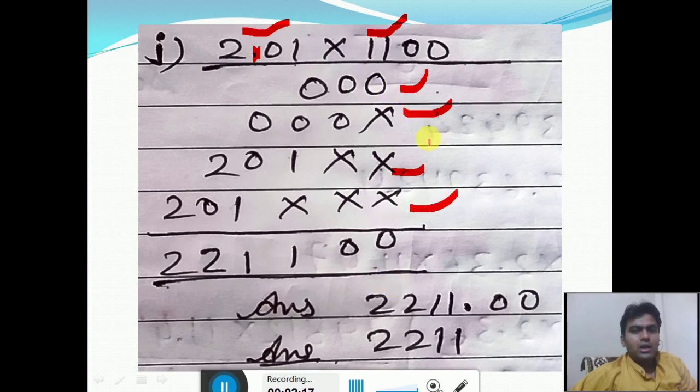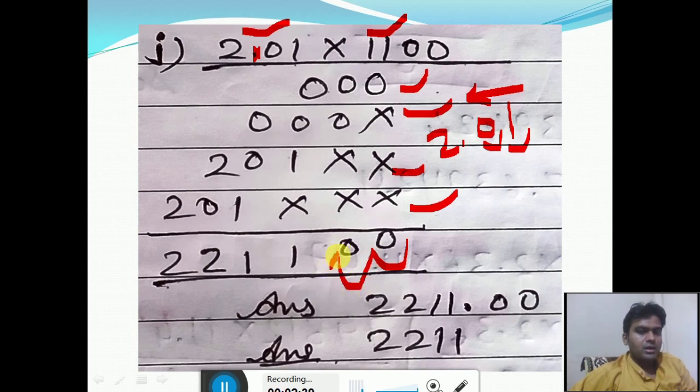Now in 2.01, after how many places is the decimal point from the right? After 2 places, 1 place and 2 places. So in this we will put the decimal point. How many places? From here we will count 1 and 2. So where we have to put the decimal point? From the right, after the second 0.